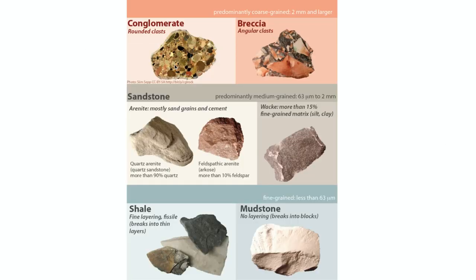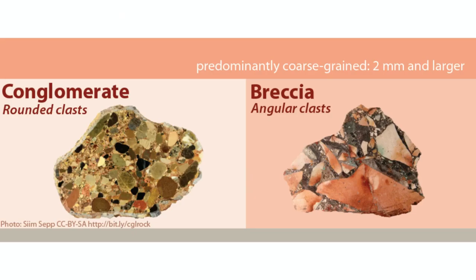So conglomerate and breccia are made out of gravel. Sandstone is made out of sand particles, and then shale and mudstone down here are made out of either silt or clay. Let's take a closer look at conglomerate and breccia, because there is a difference.